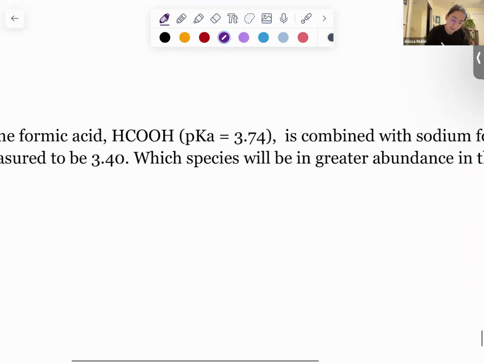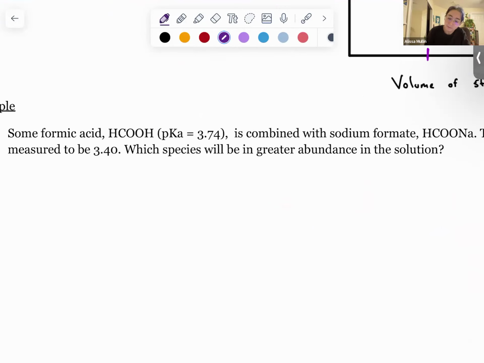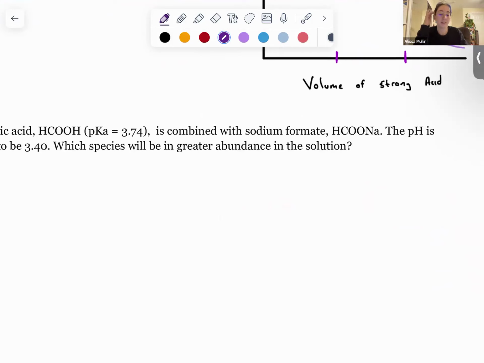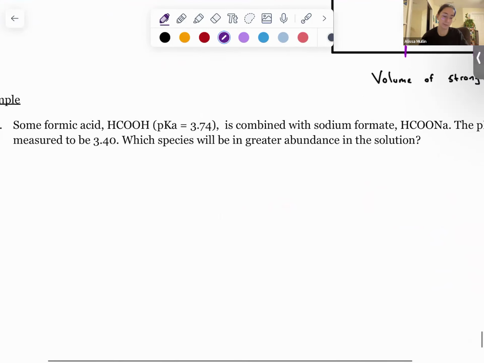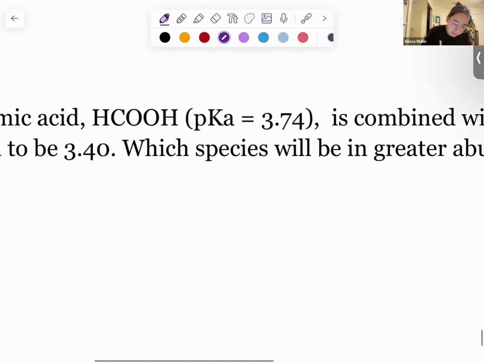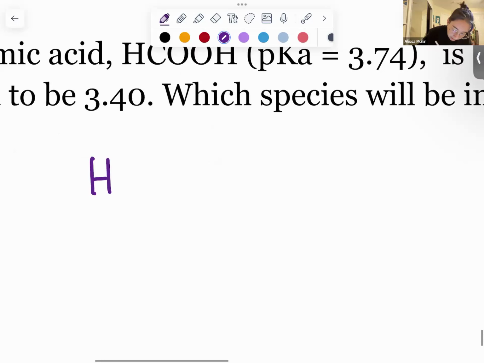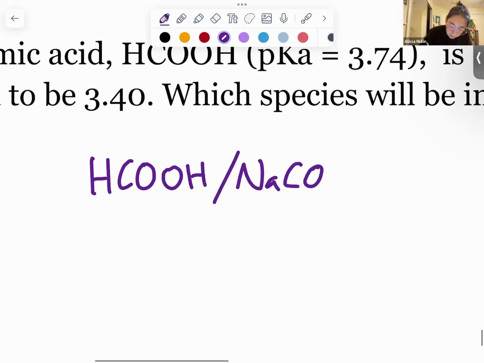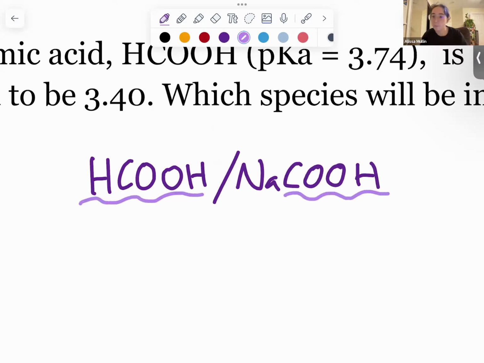We have formic acid with a pKa of something combined with sodium formate, and the pH is 3.5. Which species is in greater abundance? So slightly different from the titration application, but the same concept. Notice that we are mixing together this with this. Maybe you recognize, I know we've only briefly talked about this, this is the acid. This is the conjugate base. We're adding both. This is actually a buffered solution.